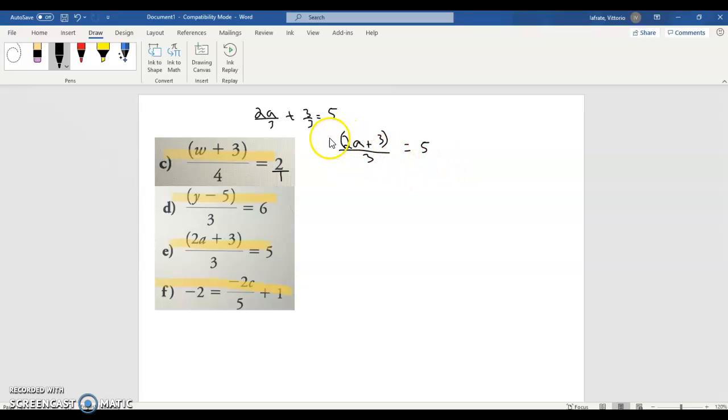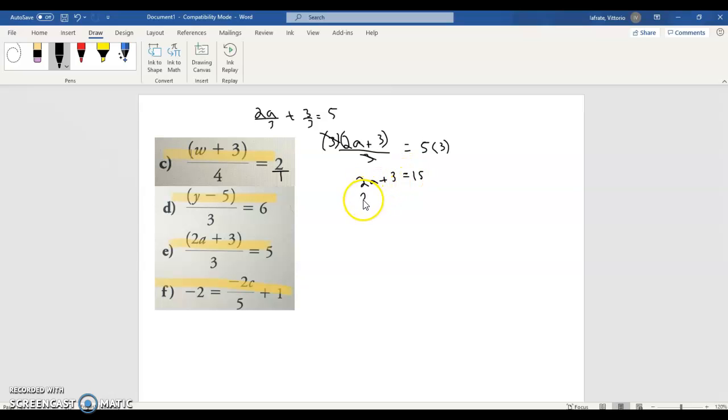And so we want to get rid of 3, so we're going to multiply everything by 3. Whatever you do on the left side, do on the right side as well, otherwise you're changing what the equation actually means. The 3 there and the 3 here cancel out because 3 divided by 3 is 1. And so we're going to have 2a plus 3 will be equal to 5 times 3, which is 15.